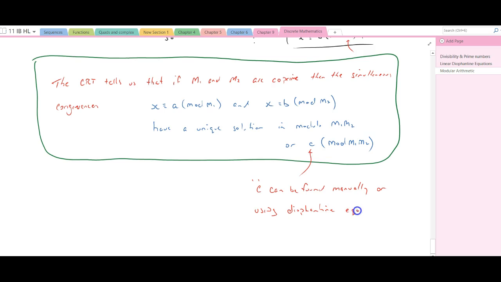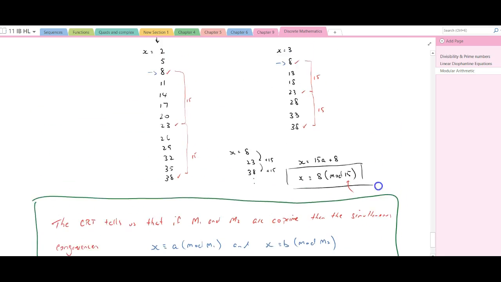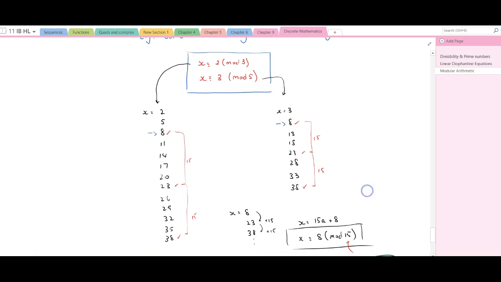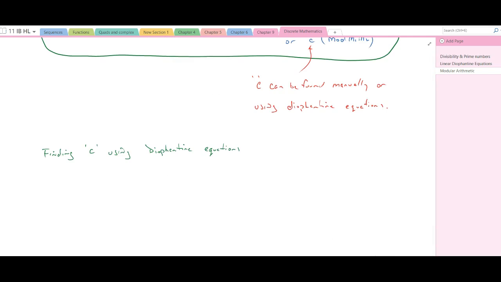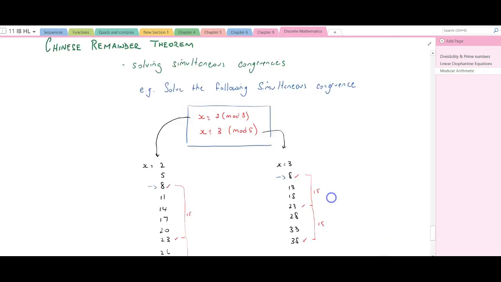Diophantine equations. Okay, so we found that manually. Now we could therefore have a look at how to find it using Diophantine equations. So now let's look at how to find C, or this value here, using Diophantine equations.